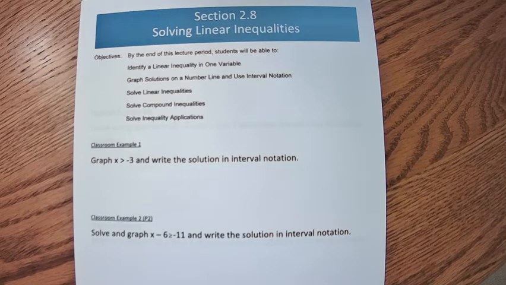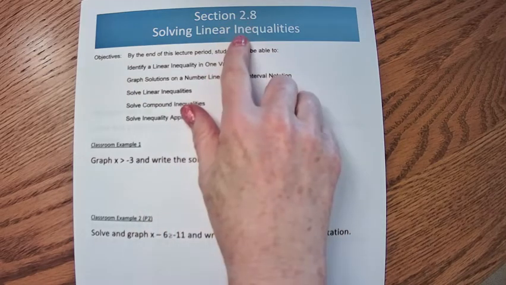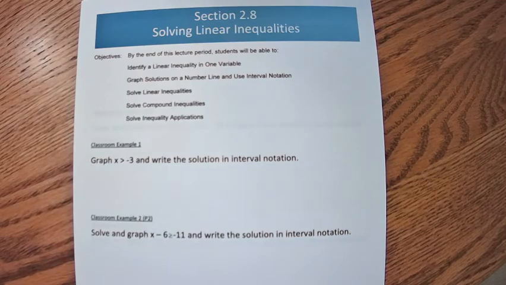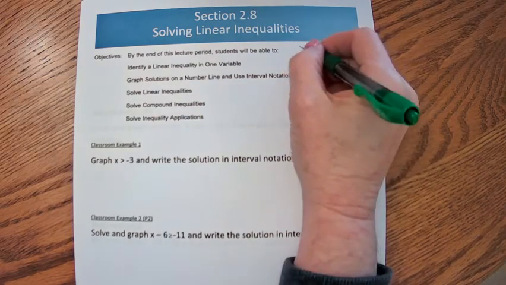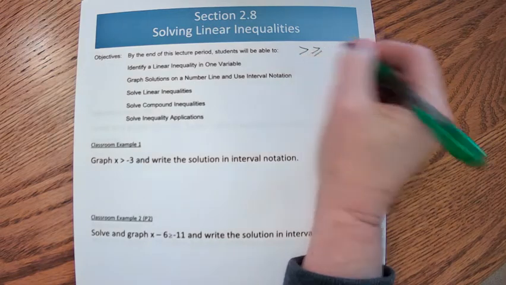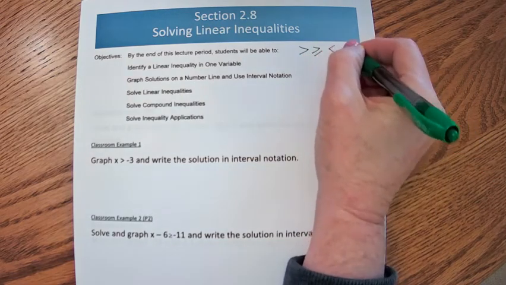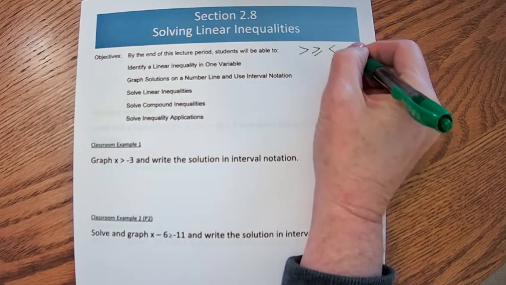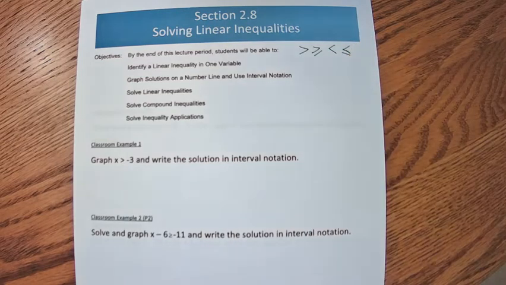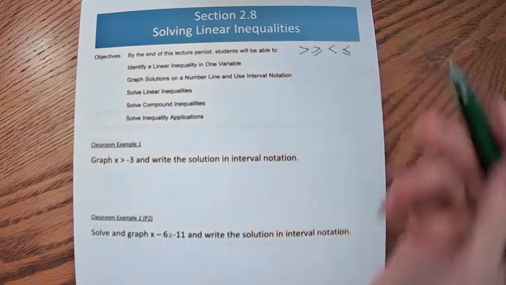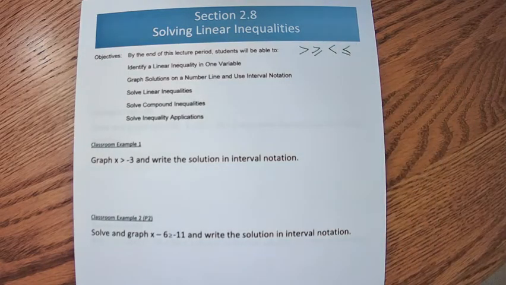For our last section in Chapter 2, now we're going to talk about solving inequalities. Inequalities. So that's not just an equal sign, but it could be greater than. Our inequalities are greater than or equal to, less than or equal to. So x is not going to have a single value. X can have any value that might be greater than a number or less than a number or greater than or equal to a number. So that's what we mean by inequalities.